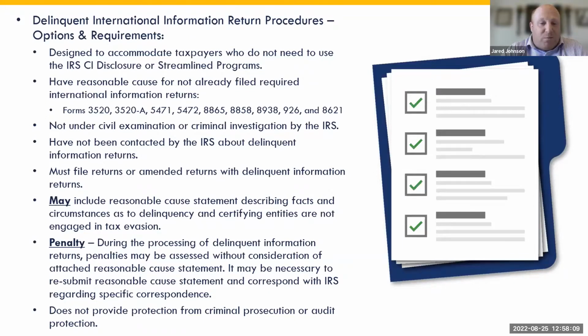If you look at that second to last bullet point, this is from the IRS instructions on this program: during the processing of delinquent information returns, penalties may be assessed without consideration of an attached reasonable cause statement. It may be necessary to resubmit the reasonable cause statement and correspond with the IRS regarding specific correspondence. So you may have reasonable cause, maybe you qualify for the streamlined domestic, but why would you pay a 5% penalty if you received bad advice from a tax professional who told you that you didn't need to file those forms? This would be another reason for this filing. You may have a really valid reasonable cause statement, but the IRS is saying they may just disregard it and send you a penalty anyways. And this is where Ben and I were talking about the abatement of those penalties.